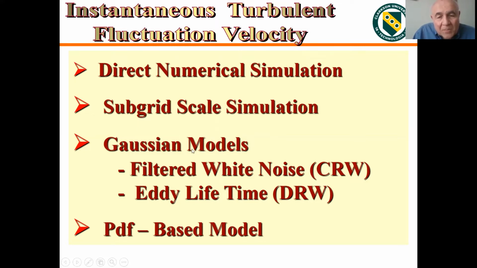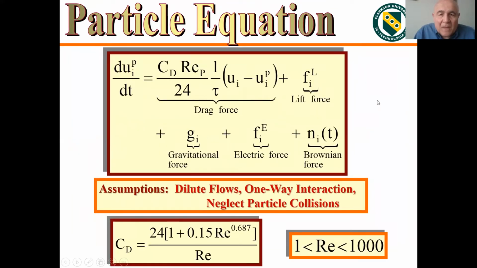If you're using RANS, there are different models like the Gaussian model, which we refer to as continuous random walk or discrete random walk. Some of them are in commercial codes, and the PDF model is another model for this application. I'll show you only one equation. That's the equation of motion of a small particle subject to the drag force, possibly lift force, gravity, if they're submicron, Brownian motion, and if they're charged, electrical forces. Typically, in many of the applications, the aerosol concentration is dilute and one-way coupling is sufficient. And that's what I assume in most of the work I'm going to show today.